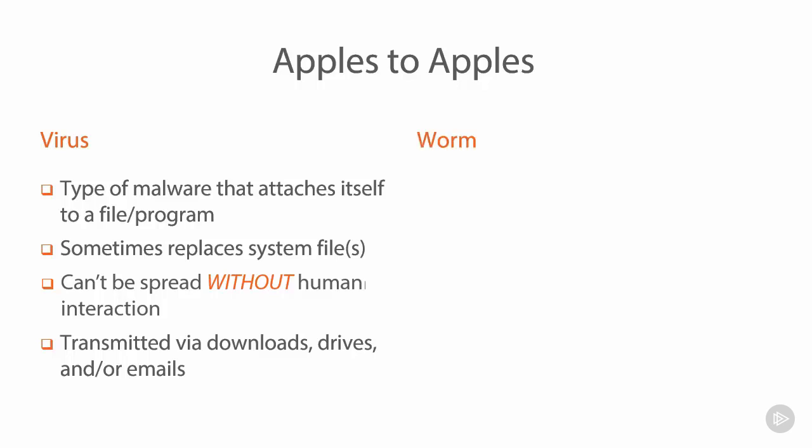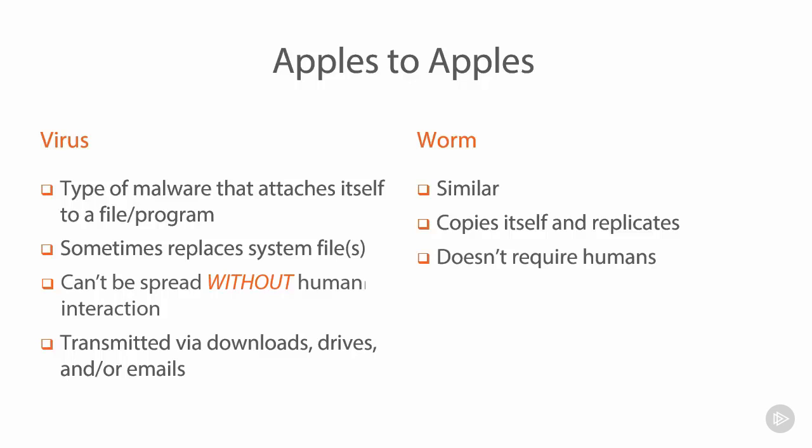Now, when it comes to a worm, again, there are some very strong similarities. They still will want to attach themselves, but it'll copy itself and replicate all on its own. It doesn't require any humans. We humans are too slow. It'll just execute by itself. So if one machine in your environment gets infected, it'll start working its way throughout your network environment. And typically it does this through what they refer to as a vulnerability. It starts looking for vulnerabilities within your network.